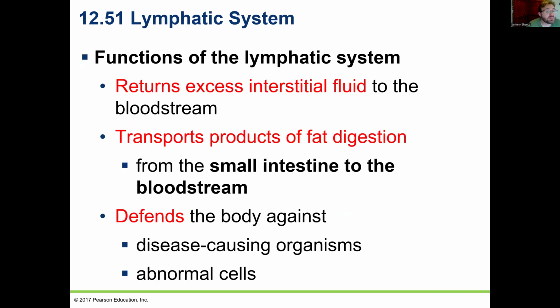So the lymphatic system returns excess interstitial fluid to the bloodstream. It helps prevent bloating. It also transports certain fat-soluble materials from the small intestine to the bloodstream. And it's going to defend the body against disease-causing organisms as well as abnormal cells. It's a very important immune organ.